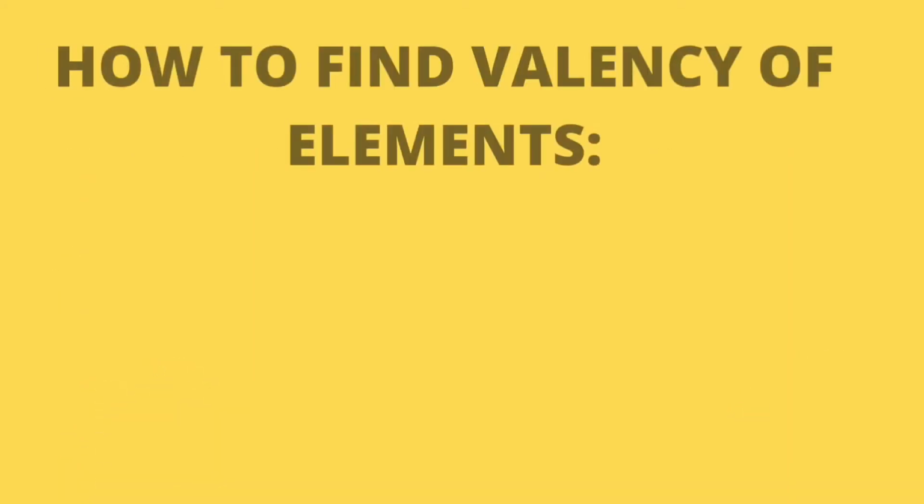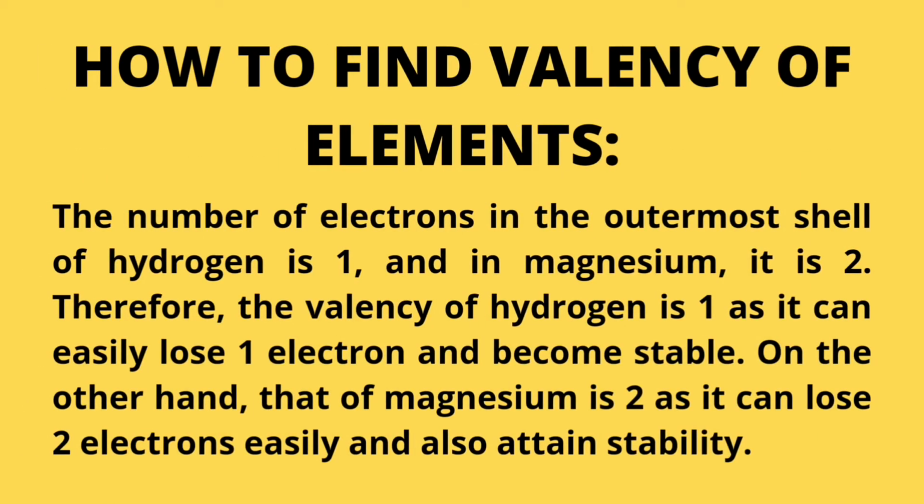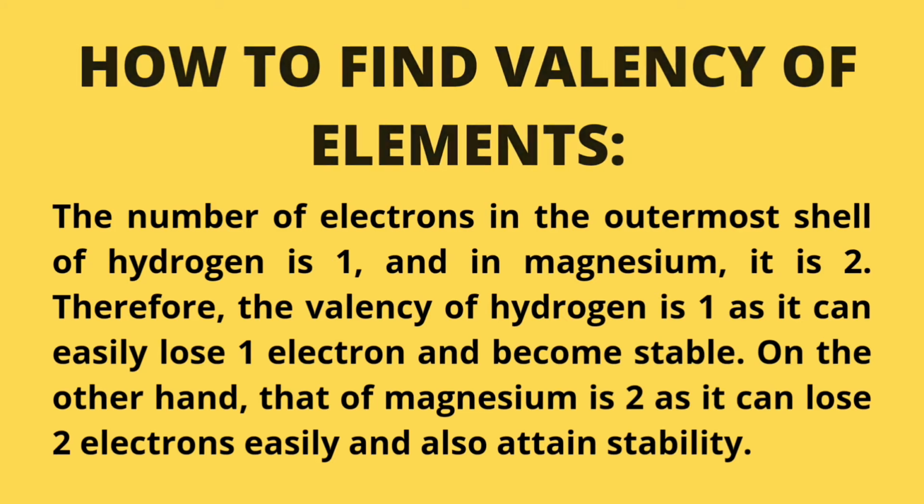So how do we find the valency of elements? The number of electrons in the outermost shell of hydrogen is 1, and in magnesium it is 2. Therefore the valency of hydrogen is 1, as it can easily lose 1 electron and become stable. On the other hand, that of magnesium is 2, as it can lose 2 electrons easily and also attain stability.